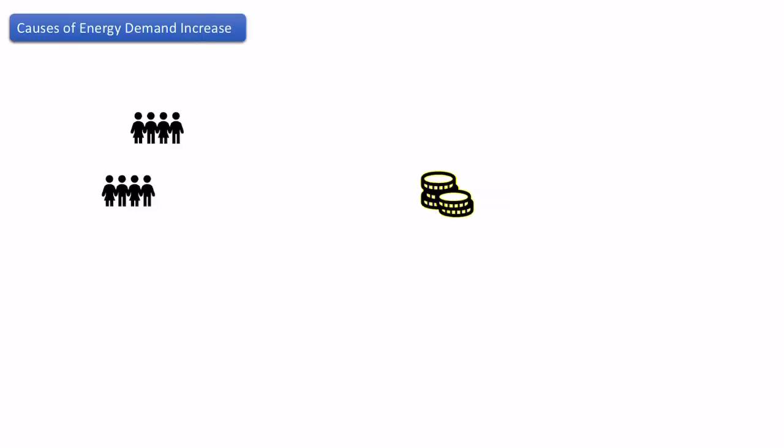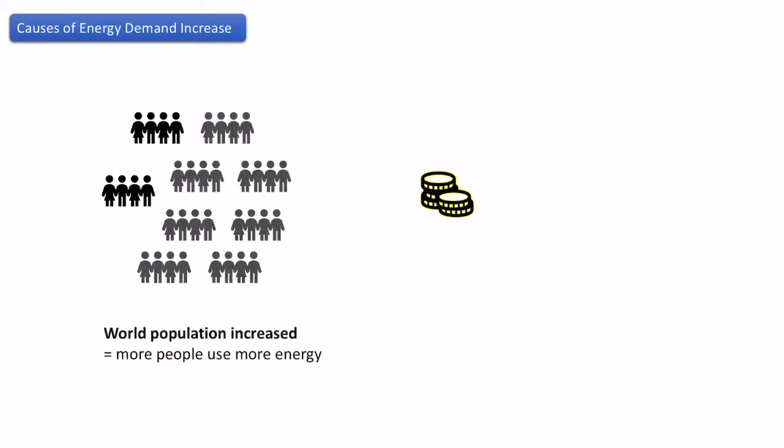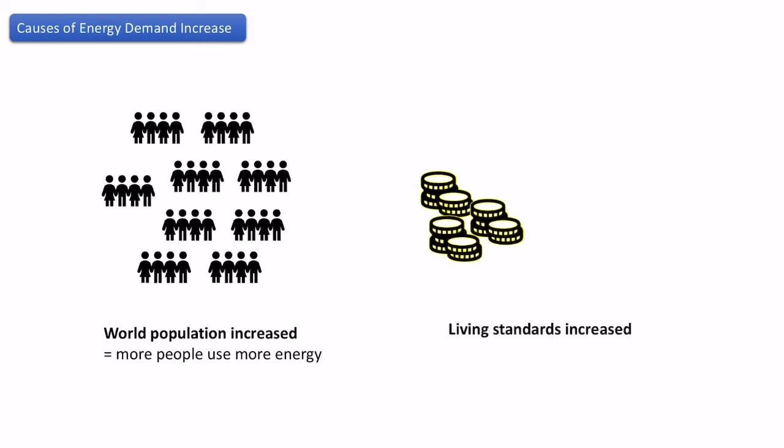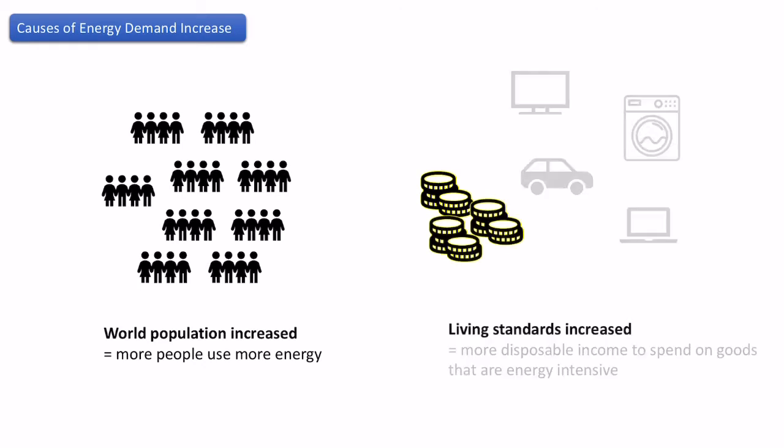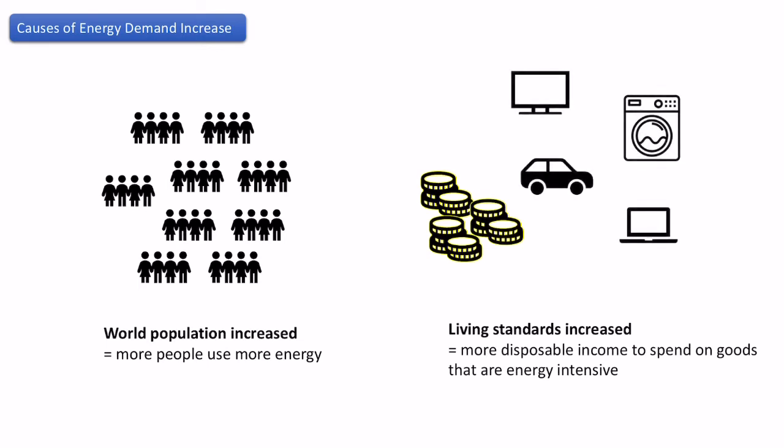So we've seen a global increase in the amount of energy that we demand, and this is because of two main factors. The fact is that world population has increased over the last 100 years. If we have more people, they are going to use more energy. Also in those last 100 years, we've seen living standards increase. So that means that people are wealthier and have more disposable income. And when they have more disposable income, they often spend it on goods and services that are energy intensive.